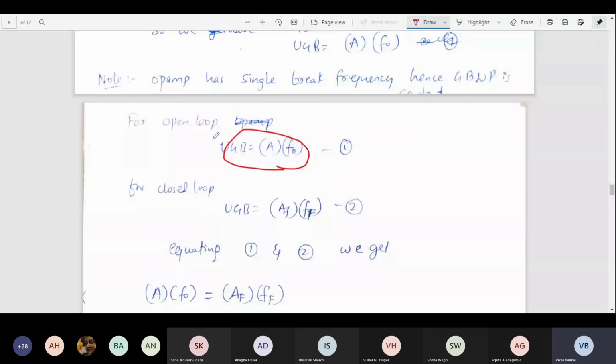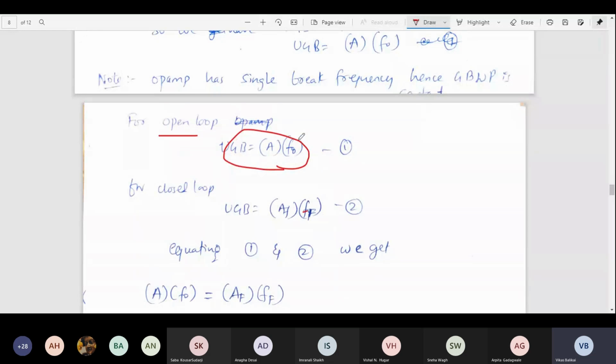So this is for open loop, that is, op-amp without feedback. With feedback, what happens? The formula will remain the same. A will now become AF, f0 will become FF. So that's what I have written over here. Open loop: A into f0. Closed loop, that is with feedback: AF multiplied by FF. So FF here indicates the break frequency with feedback.